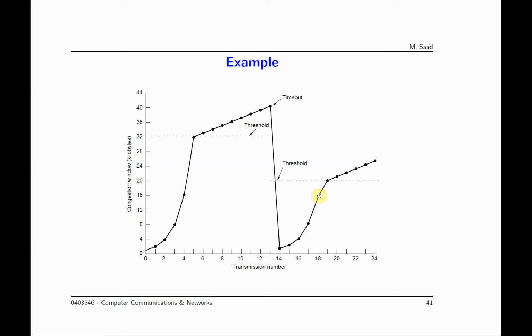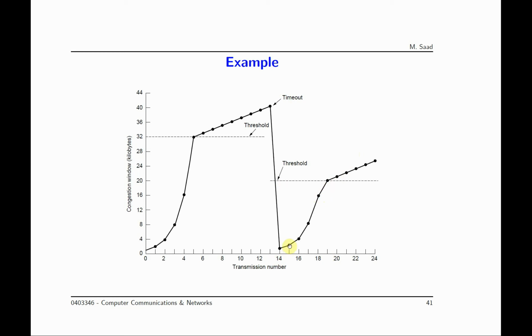It means I should increase. Should I increase by doubling or by adding 1 segment? By doubling, because I'm still below the threshold. So if I double here 16, it becomes 32. However, the threshold is 20. I don't go beyond the threshold at once. No, if my doubling wants to go above the threshold, it means that with the next transmission I just go to the threshold. So we have to snap to this threshold. So again, when a timeout occurred, the congestion window was 1 maximum segment, which is equal to 1 kilobyte.